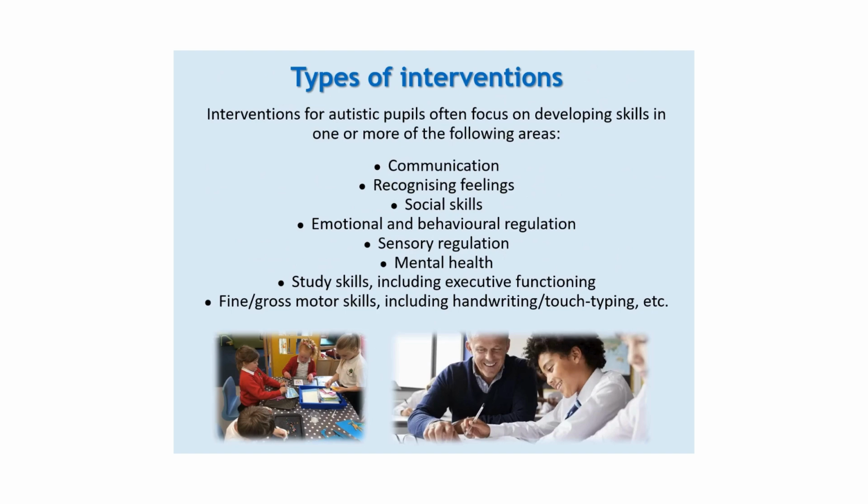Types of interventions. Interventions for autistic pupils often focus on developing skills in one or more of the following areas: communication, recognizing feelings, social skills, emotional and behavioral regulation, sensory regulation, mental health, study skills including executive functioning, and fine and gross motor skills including handwriting or touch typing.